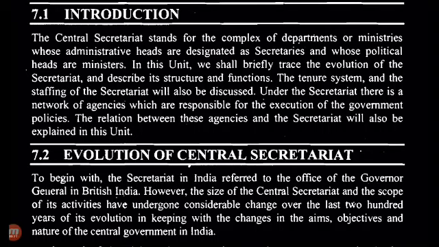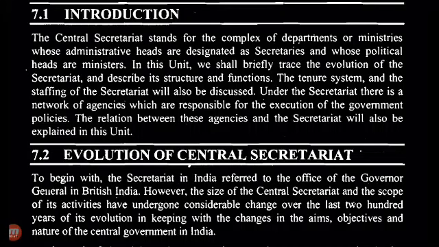political heads are ministers. In this unit, we shall briefly trace the evolution of the Secretariat and describe its structure and functions. The tenure system and the staffing of the Secretariat will also be discussed. Under the Secretariat, there is a network of agencies which are responsible for the execution of the government policies. The relation between these agencies and the Secretariat will also be explained in this unit.